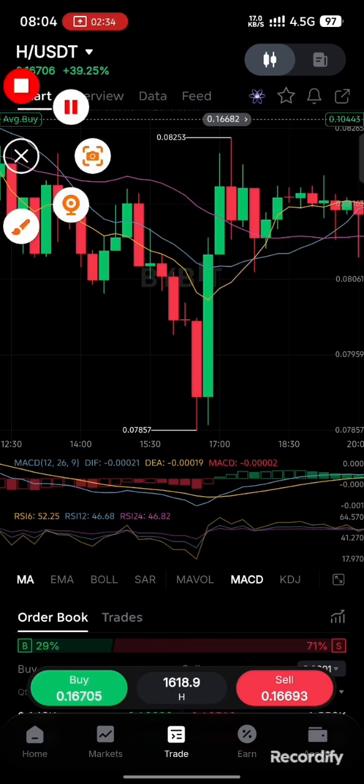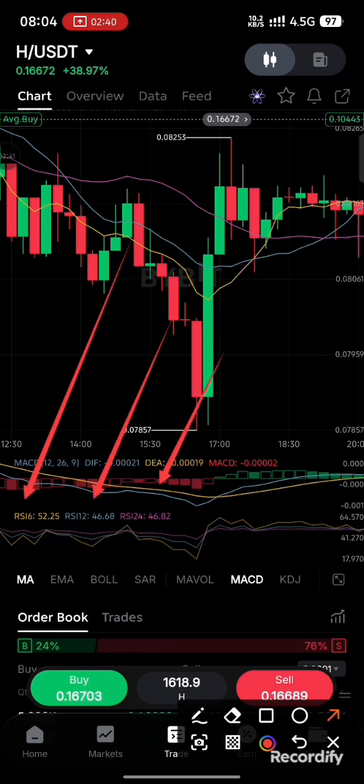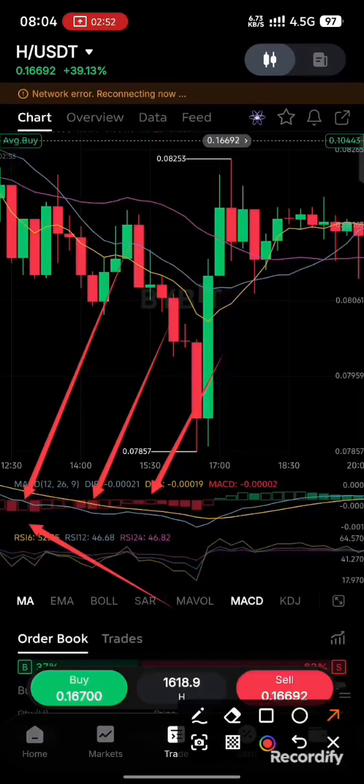First, before you enter the trade, consider your RSI. Where is the RSI? These are the RSI. But which of the RSI are you concentrating on? You're concentrating on this RSI 16. I've made a lot of videos in the past about RSI 16, RSI 12, and also RSI 24.